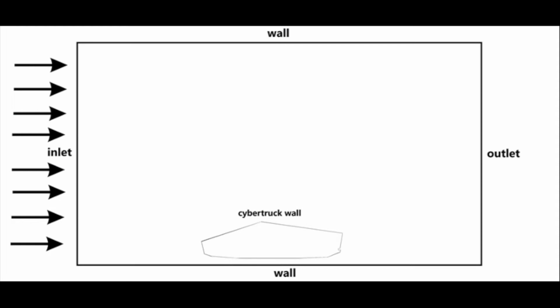Before actually starting the analysis, we made a schematic that details the domain that will be used in Fluent. Here we have indicated the wall, inlet, outlet, and the bottom wall. And as mentioned, we have the side profile of the Cybertruck.